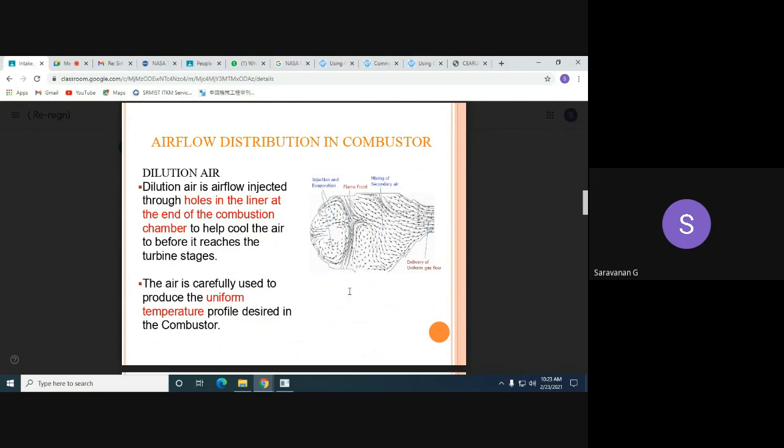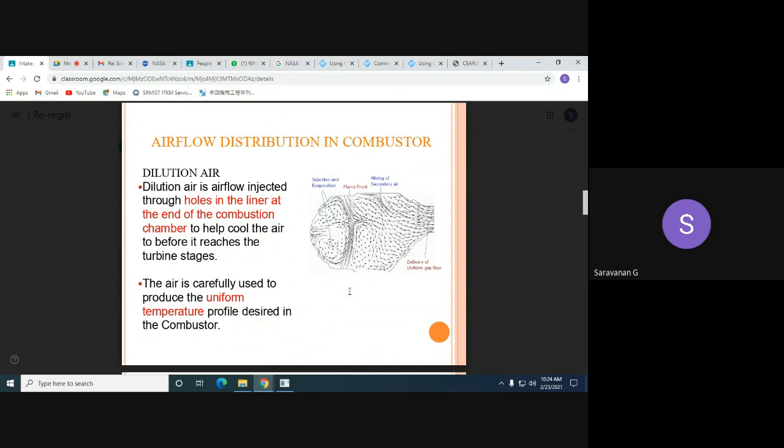dilution air injection systems. That is very important. You have to carefully allow the flow to produce a uniform temperature profile in the combustion chamber. You can see the diagram. There will be injection and evaporation. Whenever the fuel is injected, there will be evaporation along with the flame, and ignition takes place. Again, that stream of air is taken from the primary portion and mixed with the secondary stream of flow. Then temperature control and proper combustion take place.